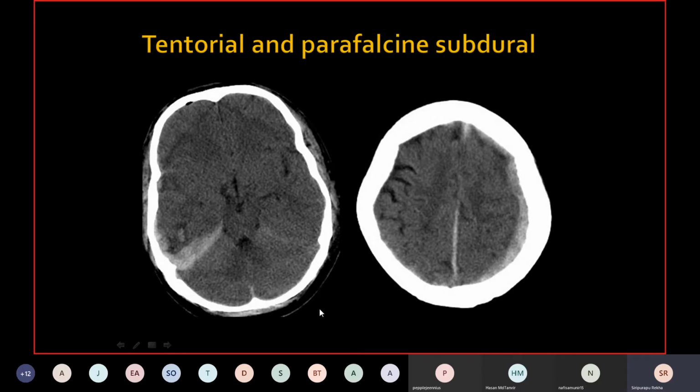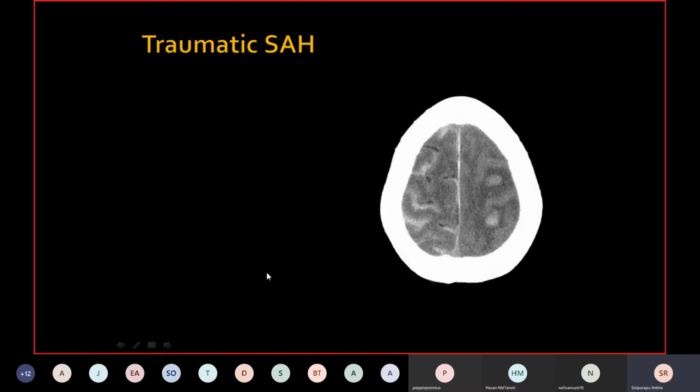An example this time of a tentorial. Here we're seeing hemorrhagic contusions within the brain parenchyma, and we see a temporal subdural hematoma, and this time there is extension along the superior surface of the tentorium. So tentorial extension. So let's come to subarachnoid hemorrhage.